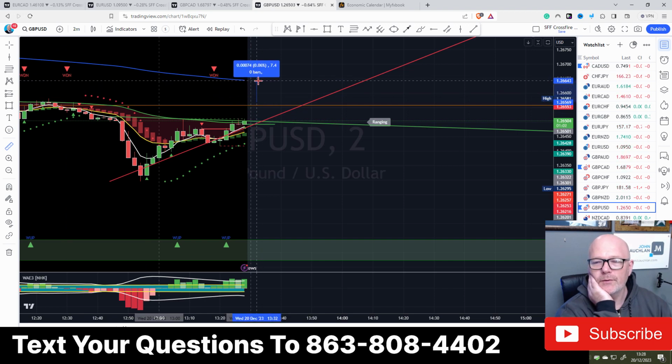Is there enough pips? Okay, 7.4 pips. So when you take into consideration broker spread, you're probably looking at maybe 5 pips, and then you're looking at getting in at the right point. Okay, it's not worth it.